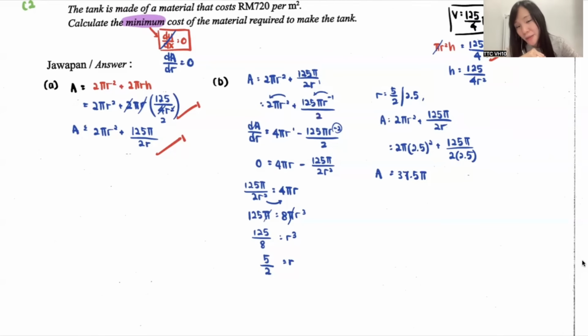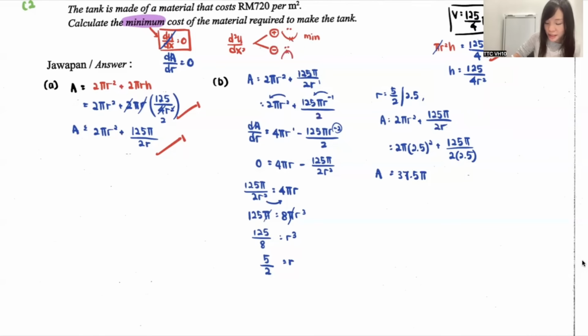How do you check whether they are minimum or maximum? You do d2y/dx squared. For those who don't know, if you get a positive answer, that means they are happy face. Happy face, the turning point is at the bottom, so it's a minimum. If you get a negative, then they are sad face. Sad face means the turning point is on top, so it's a maximum. But if d2y/dx squared gives 0, then it's actually an inflection point. I hope you all remember those names. So now, how do I continue?